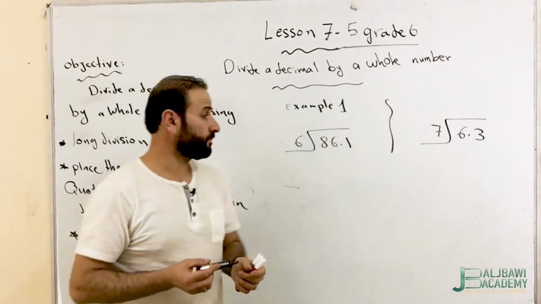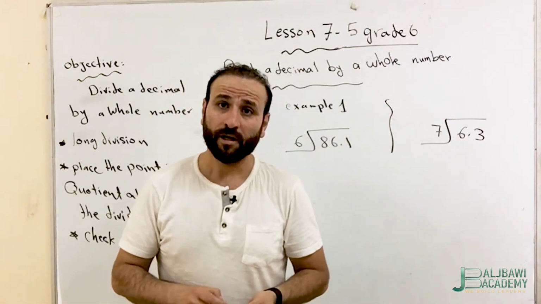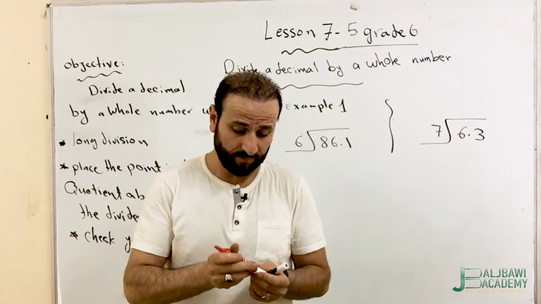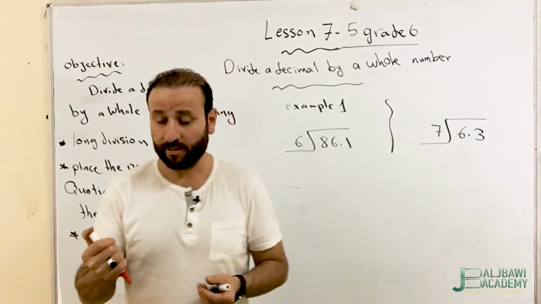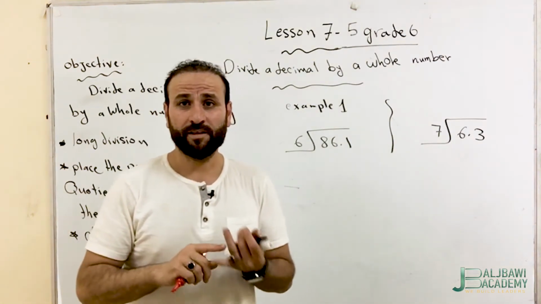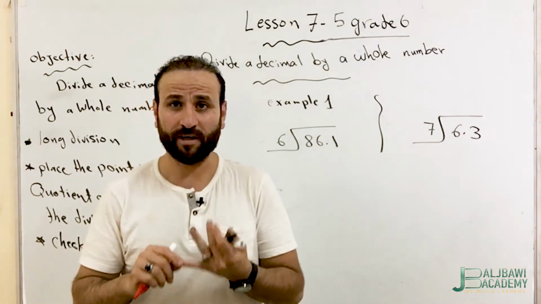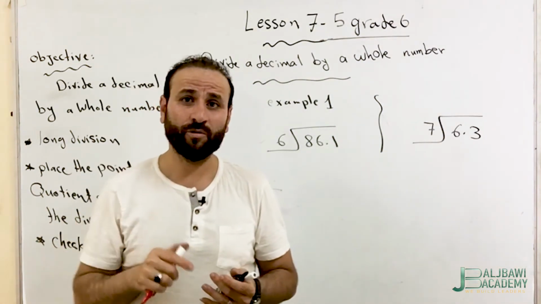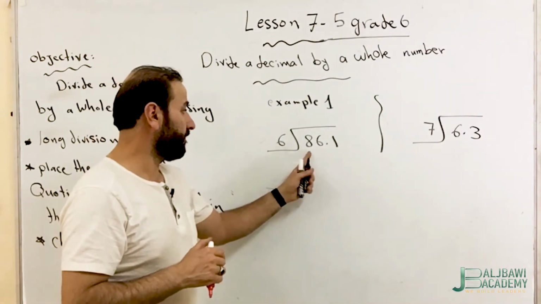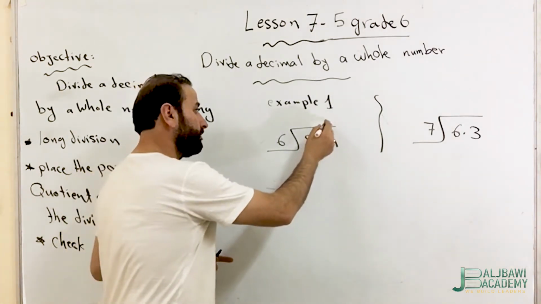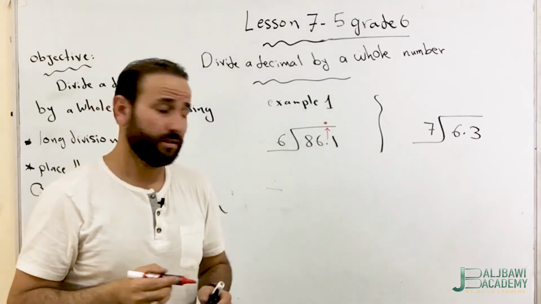Example 1, 86.1 divided by 6. As I told you, if you already know how to divide whole numbers, this will help you too much, because it will help you with the strategies of dividing. You just need to know a new thing, that you need to put the point up. So first step, I put the point up here, directly above the point in the dividend.